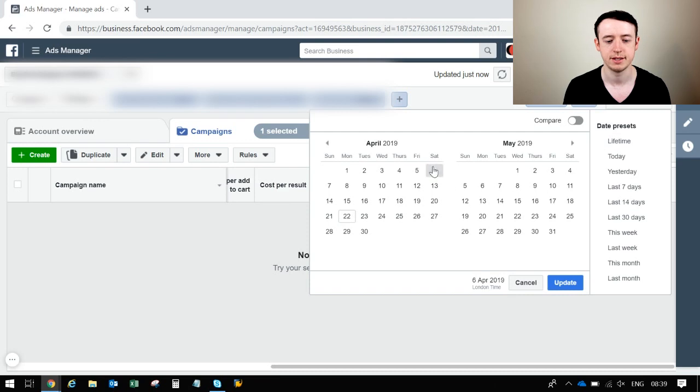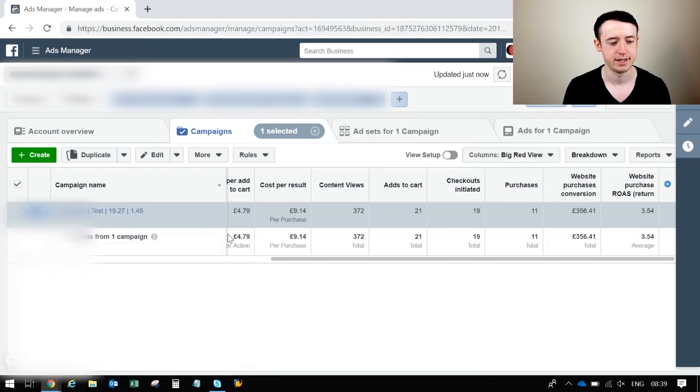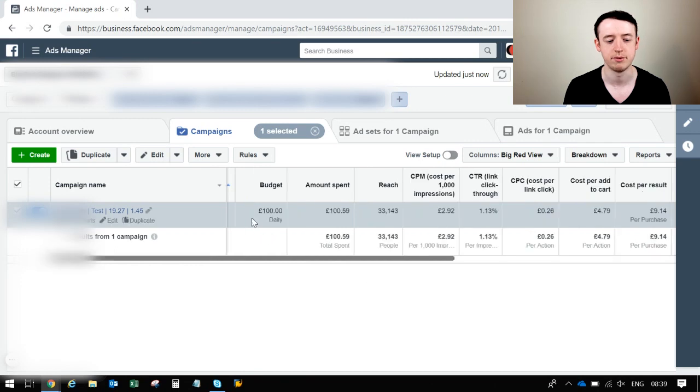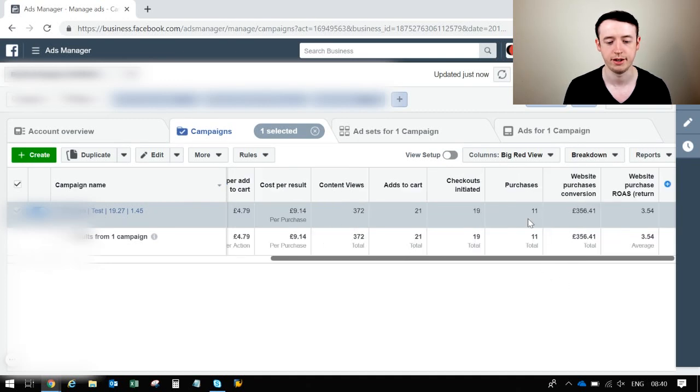But then on the 6th of April, I started with this sort of test campaign, and this was just one campaign for £100 a day. As you can see here, it spent the full 100, click-through rate of just over 1%. And if I just move over here, I got 11 purchases with a ROAS of 3.54. Now, my break even on this is 1.45. So as you can see, it was a massive profit on the very first day.